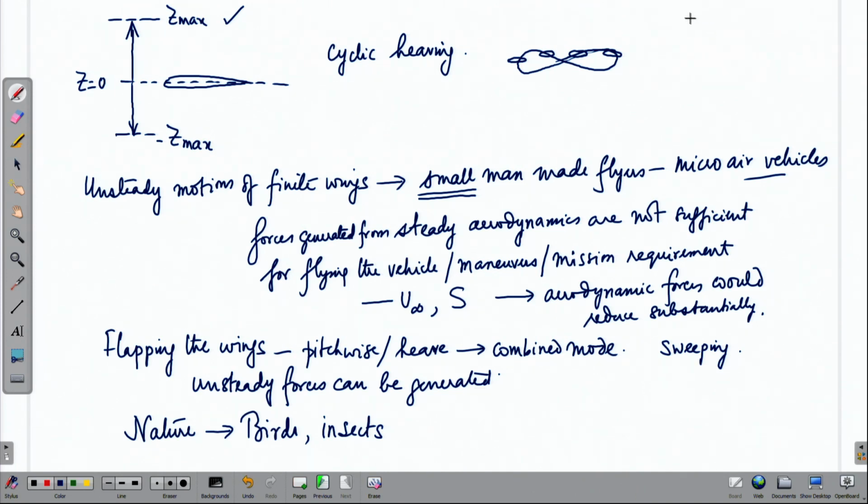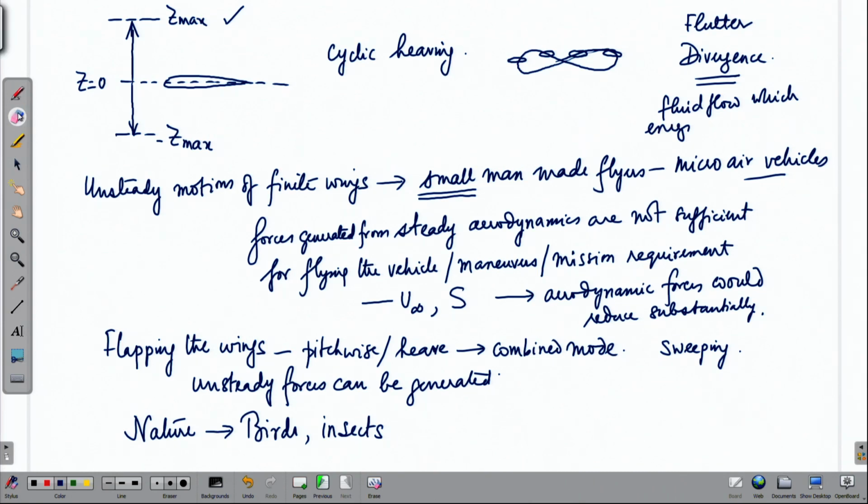For example, there is something called as wing flutter, wing divergence. These kind of motions are induced by the fluid flow, which energizes the structure. And that basically turns into a flow induced vibration under certain conditions.